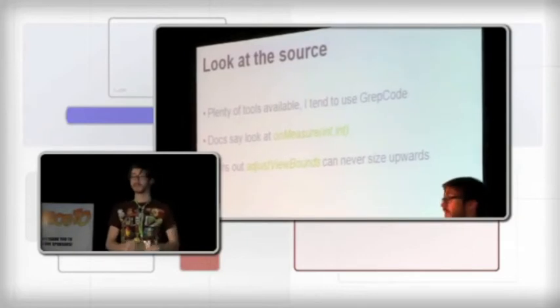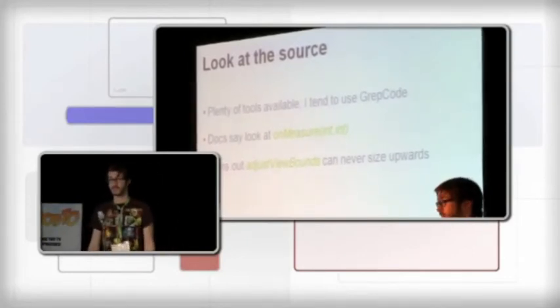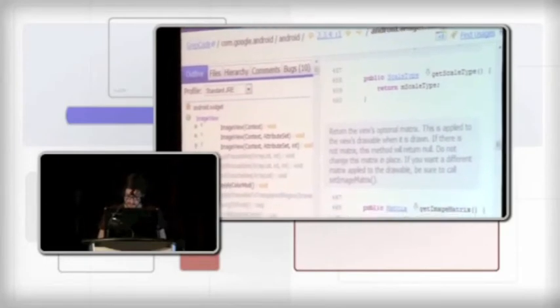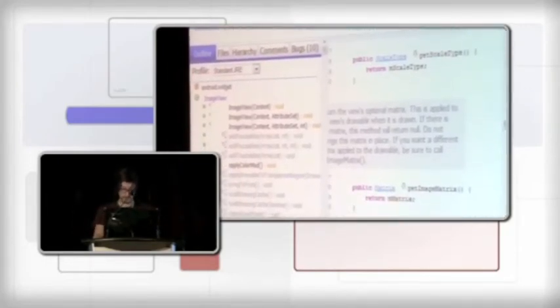There's lots of tools available. I tend to use one called grepcode. I find it's useful and it's a little bit easier to navigate than kernel.org, especially considering that it's down right now. And if we take a look at the basic documentation for views, as it turns out, the important pieces for measurement take place in a method called onMeasure. So let's go peruse that.